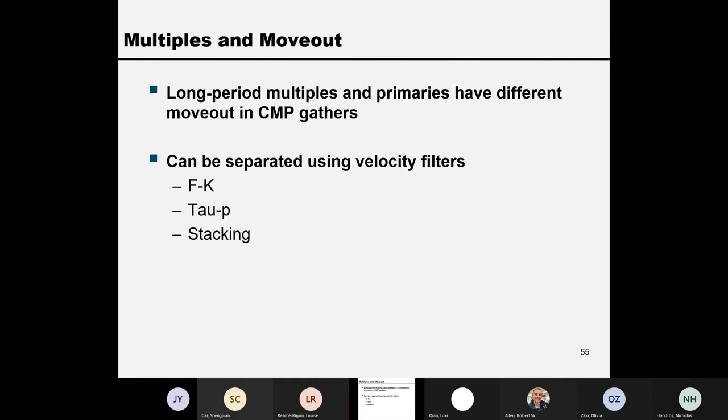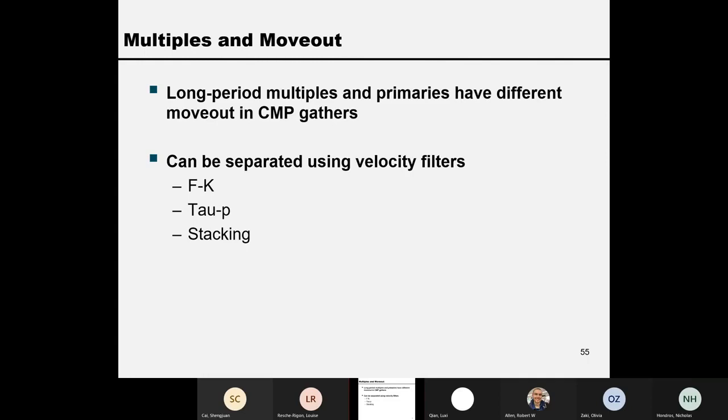However, this predictive decon in the tau-P domain is only applicable to a 1D Earth model, right? The observed structure should be 1D. And we also know that stacking can somehow cancel multiples. But the issue with stacking is for zero offset or near zero offset traces, because the curve gradually becomes flat near zero offset, so the multiples cannot cancel each other.